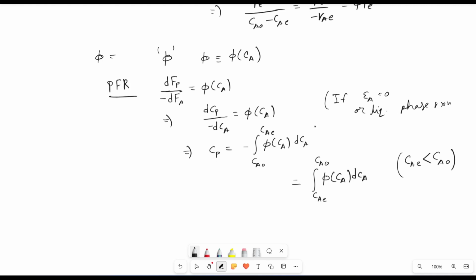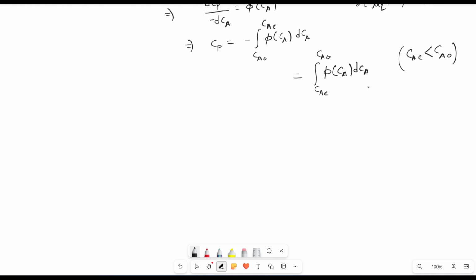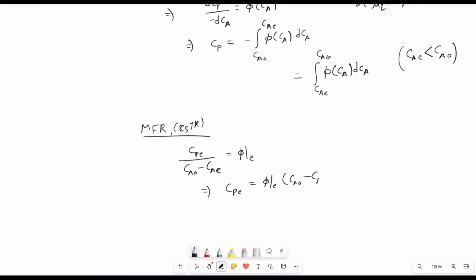Similarly for MFR or CSTR, the expression can be written as Cp exit divided by Ca naught minus Cae equals phi at exit, so Cp exit is equal to phi at exit times Ca naught minus Cae. Now this is again a graphical thing.